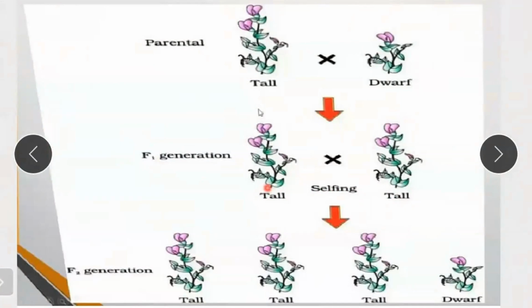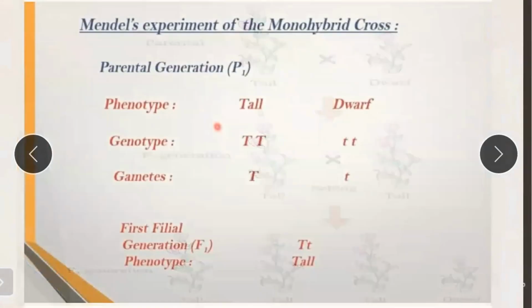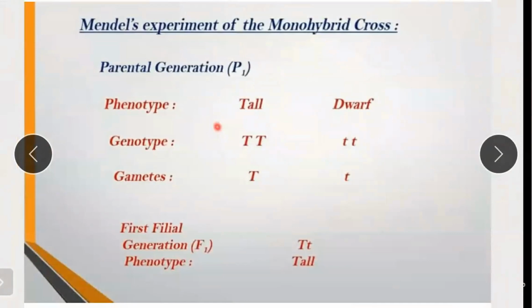Okay, so after this self crossing, what happens in the F2 generation? What we have got is three tall plants and one dwarf plant. So what is the ratio here? 3:1. Then you can see in this Punnett square, you can see the genotype, phenotype, and the gametes. What are the phenotypes? The naming, tall and dwarf. What is the genotype?